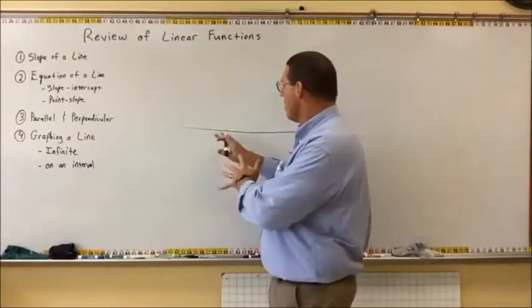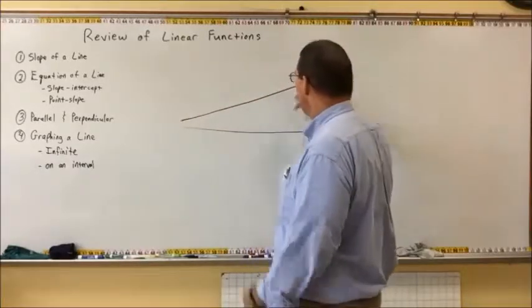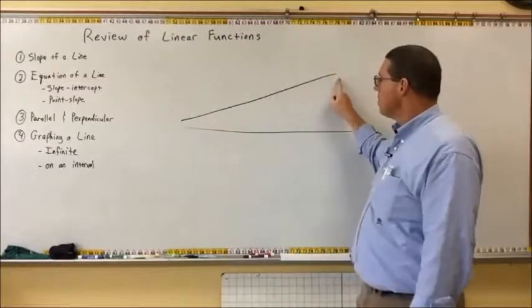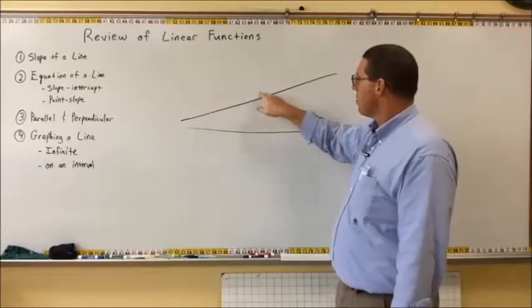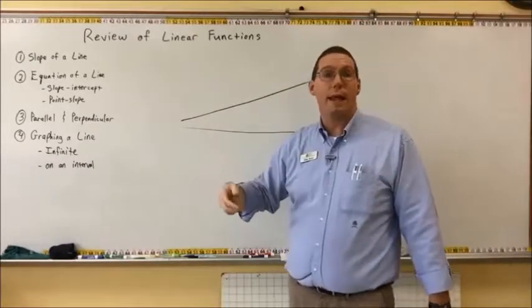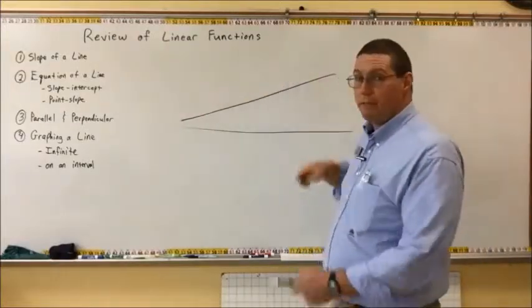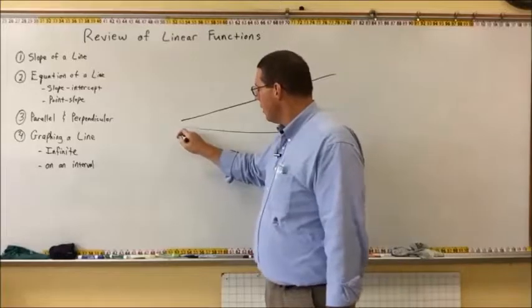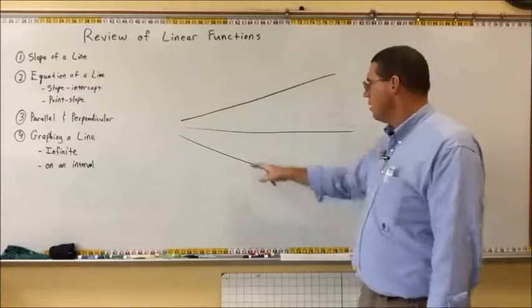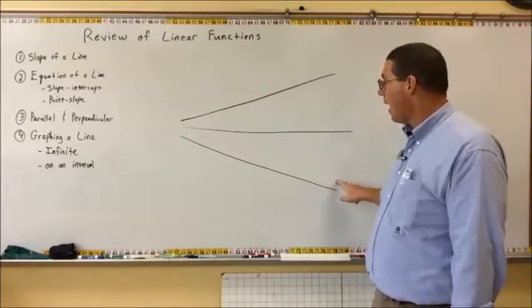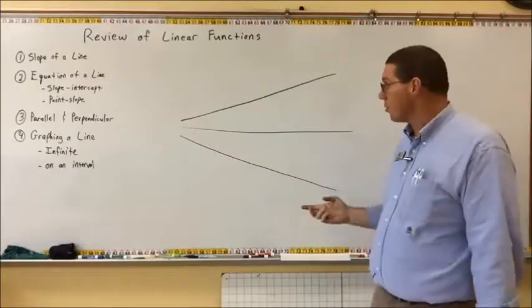So let's say we change this line. What if this line now does this? Going from left to right, this line is going up. So that means it is sloping upward, or it has a positive slope, because it's going up from left to right. On the other hand, if the line goes down from left to right, okay, it's sloping down, and we call this a negative slope. Okay, so that's what we're talking about here.